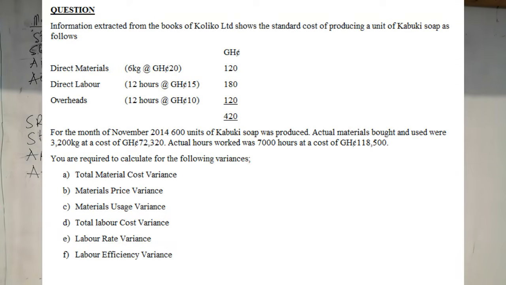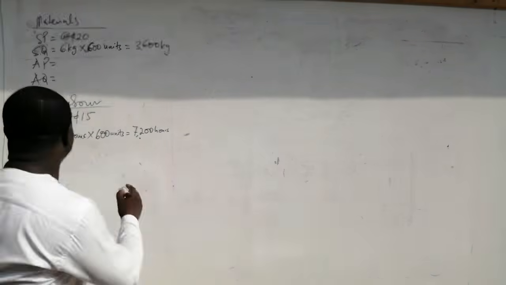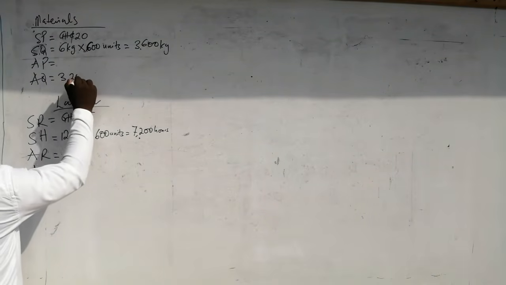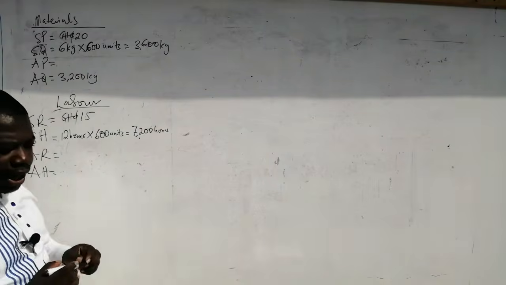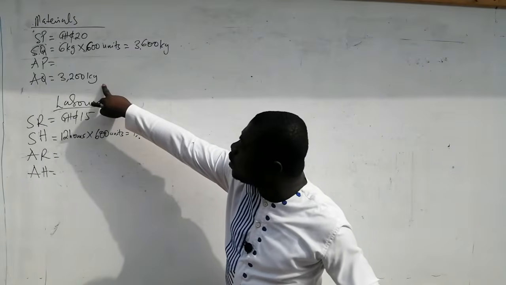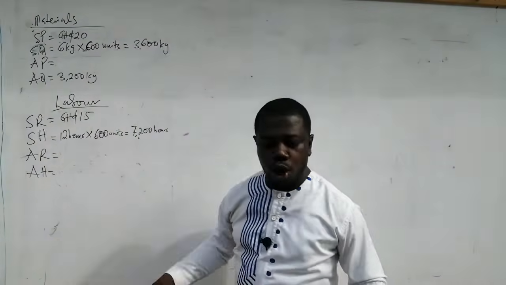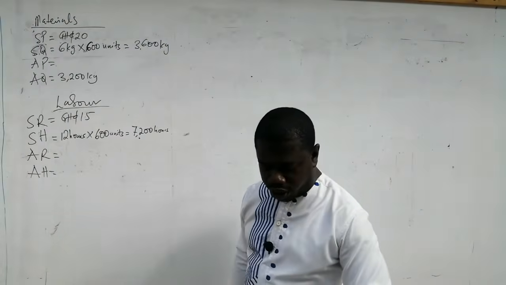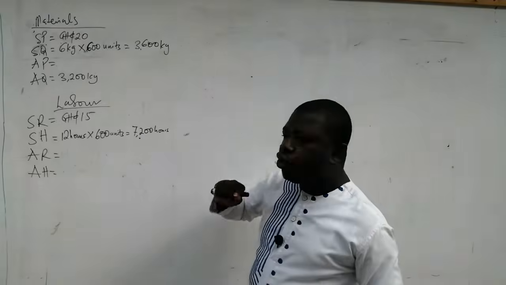Now we are told for the month of November 2014, 600 units of kabuki soap was produced. Actual materials bought and used were 3,200 kilograms at a cost of 72,320. So it was the actual materials used in quantity 3,200 kilograms. So as for that one, it has been given to us in bulk already, 3,200 kg. So we need the actual price, but we were not given the actual price. What we were told is that this total number of units, kg that was used for the materials was bought at a total cost of 72,320. We don't need that total cost.